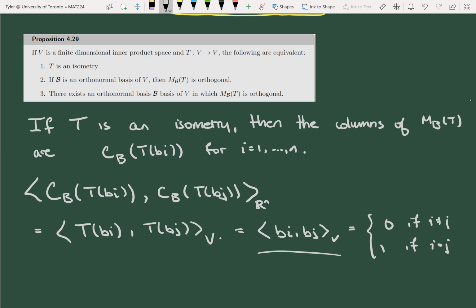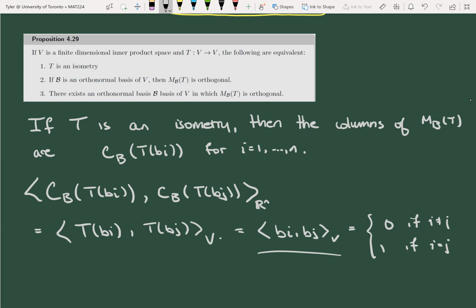The proof that 3 implies 1 is very straightforward. It's very easy, so don't worry about it. Go through it as an exercise, right? But it's not terribly difficult. But there it is. And the fact that these are equivalent means that if you can find any basis in which the matrix representation of T is an orthogonal matrix, boom, you know it's an isometry, right? So if you want to prove something is an isometry, it suffices to find a basis in which its matrix representation is an orthogonal matrix, right? So you can do that.